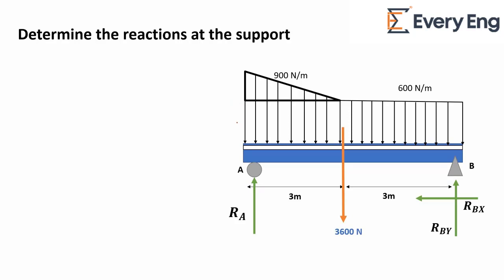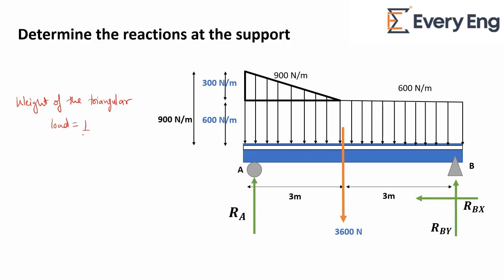Similarly, we calculate the weight of this triangular load. One side of this trapezoidal load is 900 Newton per meter and the other is 600 Newton per meter. So the base of this triangular load is 300 Newton per meter. So the weight of this triangular load is equal to half base into height. The base of this triangular load is 300 Newton per meter and the height of this triangular load is 3 meters. So this is equal to 450 Newton. This is the weight of the triangular load, which acts 5 meter distance from the pin support.